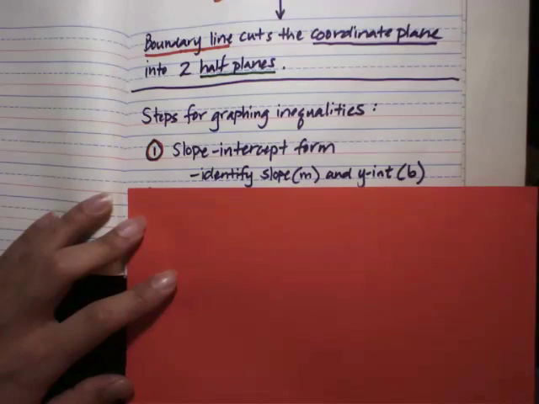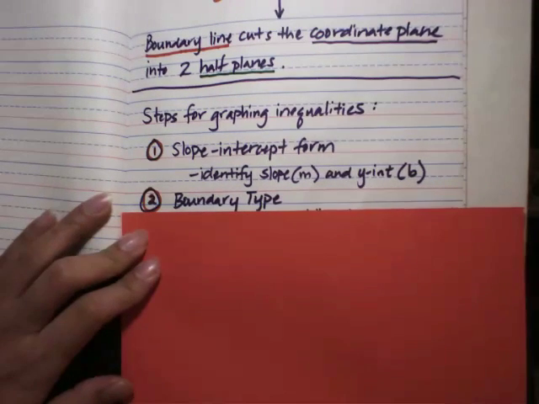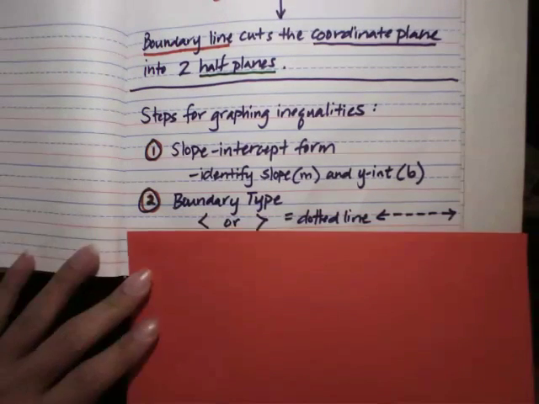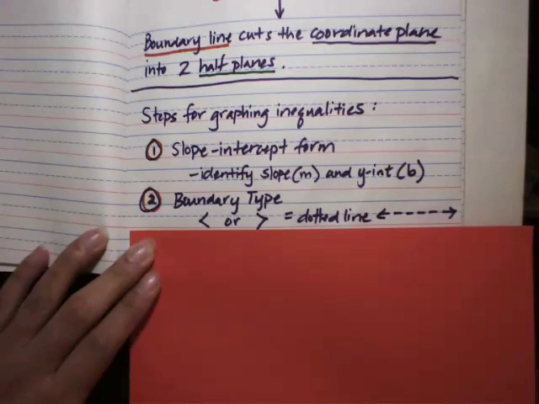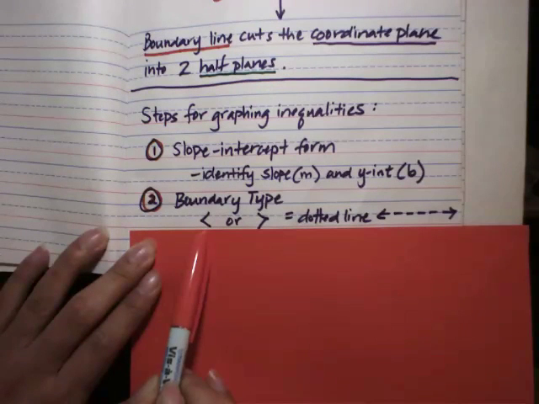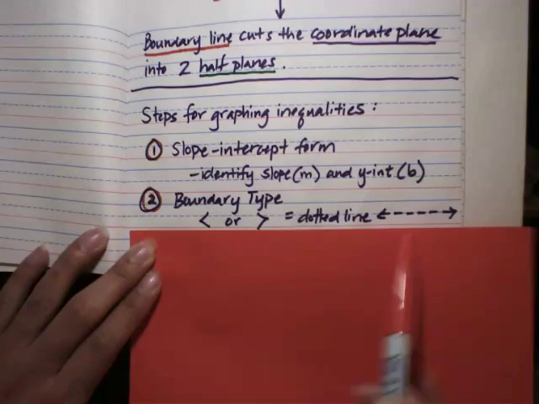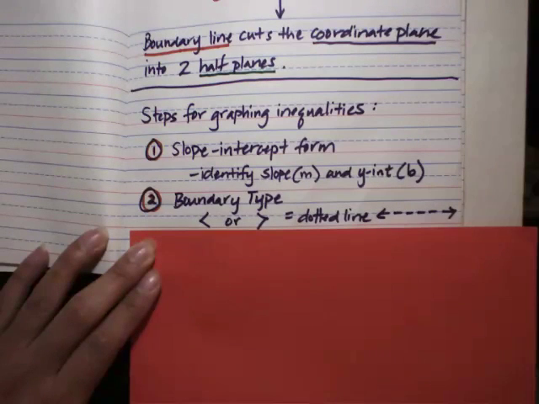But before we graph it, number 2, identify what type of boundary we have. There are two types of boundaries when you're looking at an inequality. The very first one, your boundary line could be a dotted line, in which case you'll be using the symbols either less than or greater than. If you see either of these symbols, you know it's going to be a dotted line.